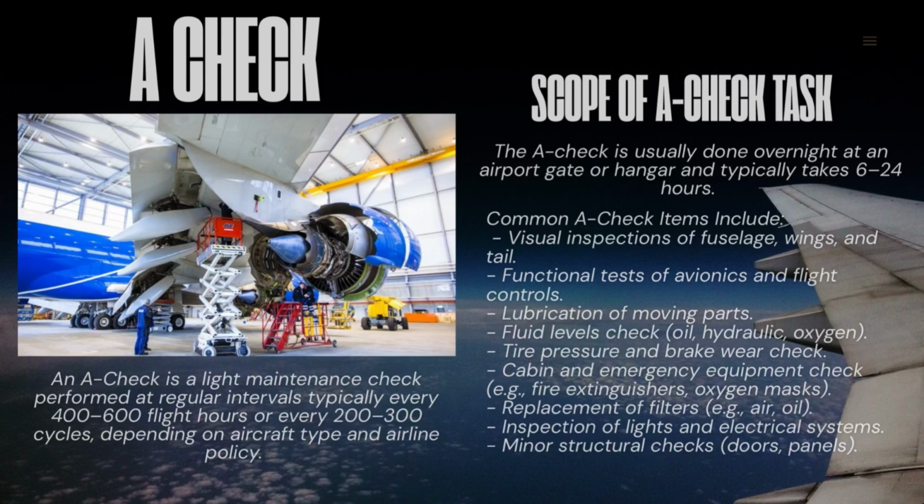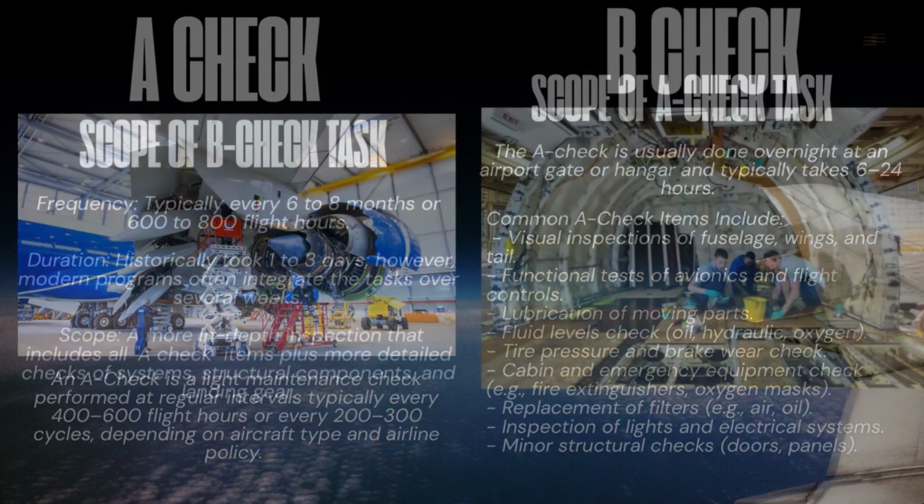Common A-check items include visual inspection of fuselage, wings, and tail, functional tests, lubrication, fluid levels check, tire pressure check, cabin and emergency equipment check, replacement of filters, inspection of lights and electrical system, and minor structural check.